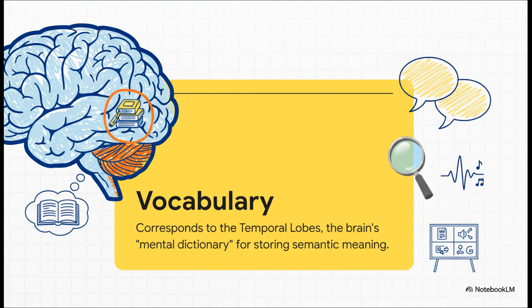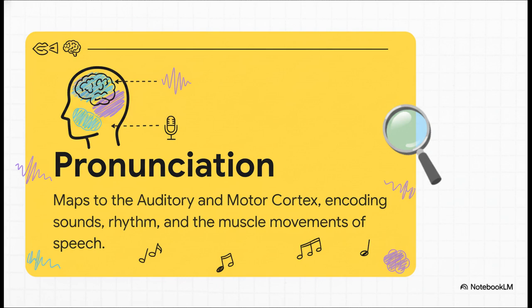So this part of your board lines up with the brain's temporal lobes. You can think of these as the brain's mental dictionary. It's where all the semantic meaning gets stored. So get this, every time you jot down a new word in this zone, you are literally targeting the exact neural spot responsible for holding on to its meaning. How cool is that? Okay, next up is pronunciation.